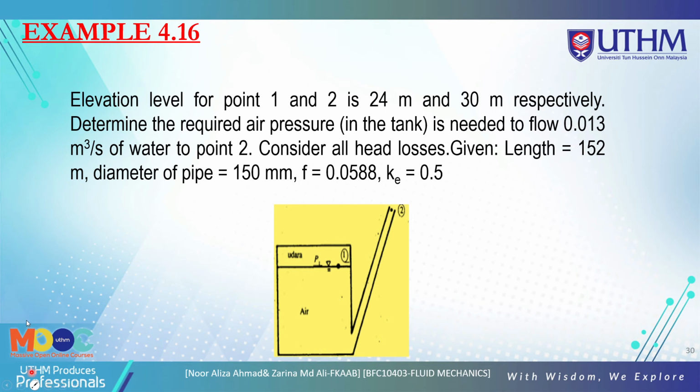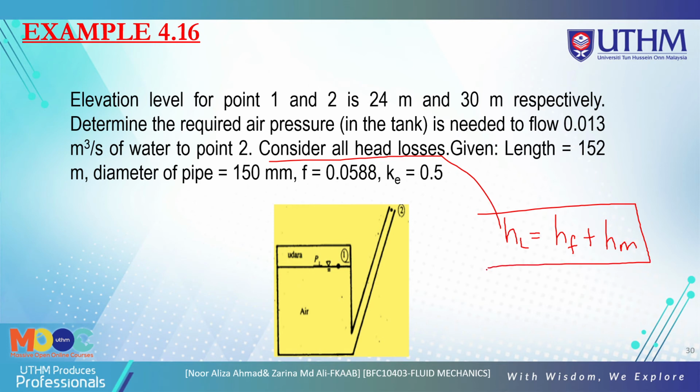So when considering all head losses, this must include HL, head losses, which is equal to HF plus HM. So this is what is meant by considering all head losses. HL is the head loss, which must include the friction loss plus the minor loss.